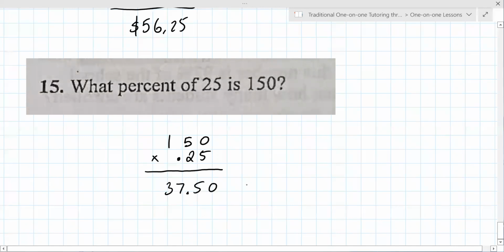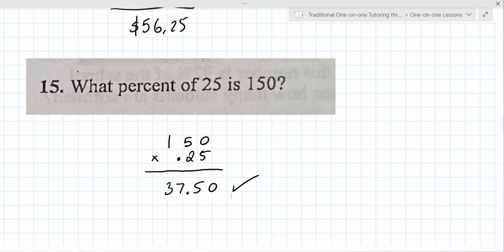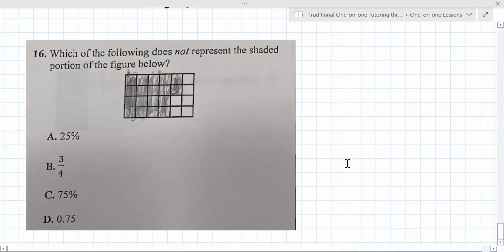37.50. Yes. Very good. All right, it's gonna be tight. We're probably not gonna get through everything, but we'll keep going here. Next couple are pretty fast. So let's look at number 16.